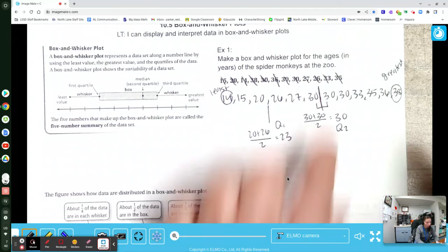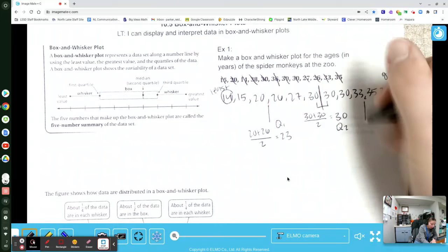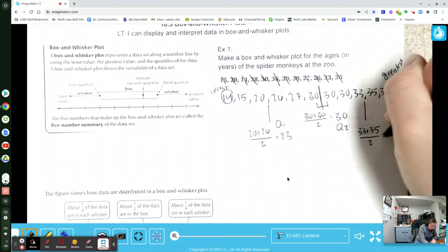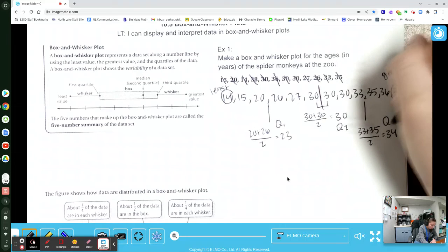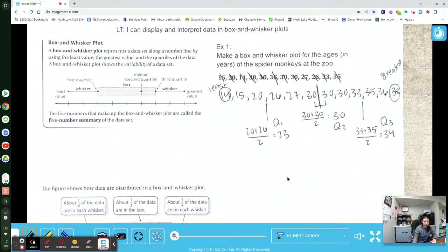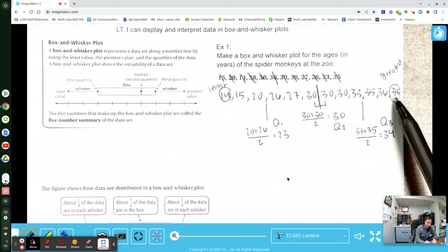And now we're going to find quartile 3. That is the median of the upper half. So again, finding the middle of the upper half, I have 2 numbers, 33 and 35. So I take both, add them, and divide by 2. I'm going to get 34 because that's what's right between 33 and 35. And that is quartile 3. So I have my 5-number summary: least, quartile 1, quartile 2, quartile 3, and greatest.